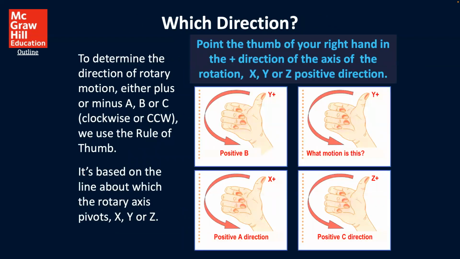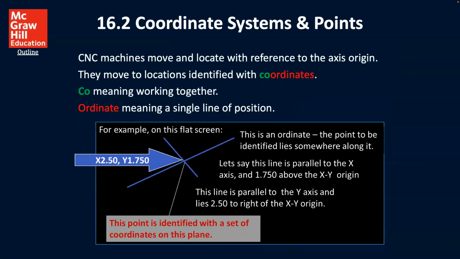So which direction? To determine the direction of rotary motion, either plus or minus A, B, or C, that is clockwise or counterclockwise, we use the right-hand rule of thumb. It's based on the line about which the rotary axis pivots: X, Y, or Z. So you point the thumb of your right hand in the plus direction of the axis of rotation, X, Y, or Z positive direction. We have some figures below that will hopefully help to clarify that for you.